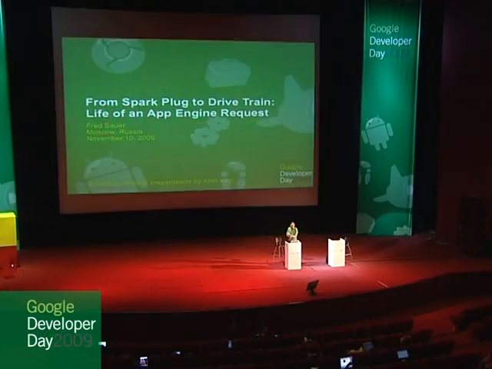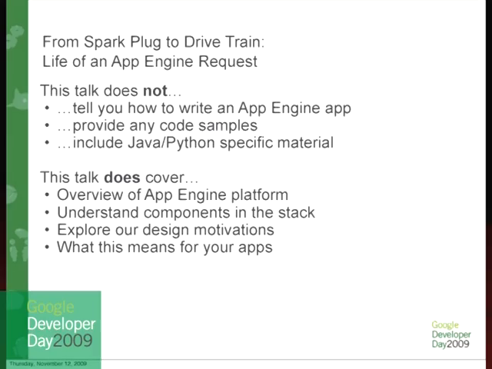So this talk is called From Sparkplug to Drivetrain, Life of an AppEngine Request. What we're not going to talk about is how to write an AppEngine application. This talk also has no code samples, so no source code, and there's nothing specific to Java or Python. This is just about the platform and about the architecture.